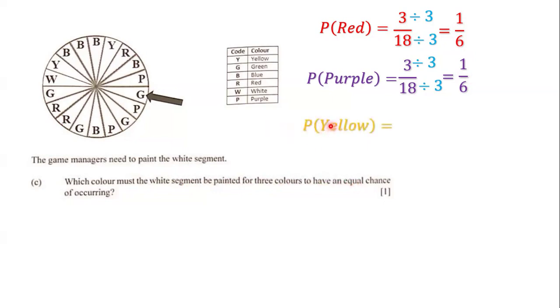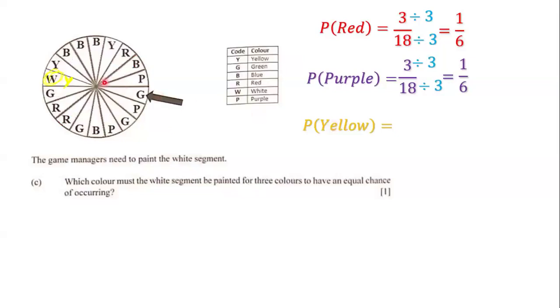All right, let's look at yellow. Let's take this white segment, and let's say that we paint it yellow. So that means that this white segment is no longer white. This white segment is yellow, this is Y. So if we were to take this white segment and change it to yellow, what would then be the probability of yellow?